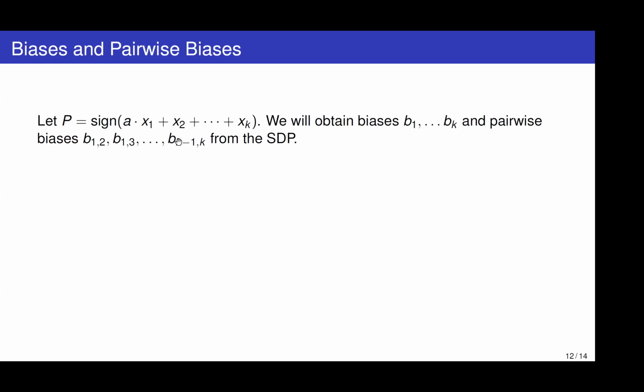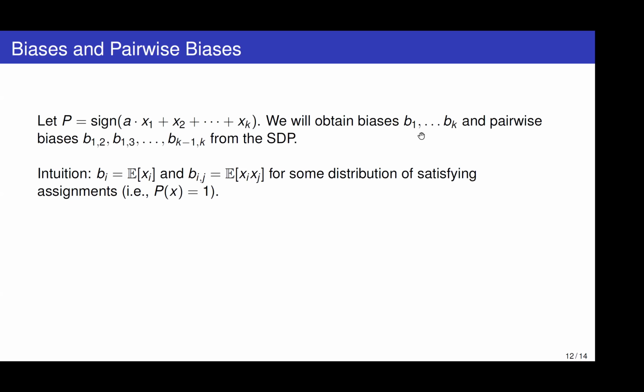So let's look at a single clause. We will obtain biases B1 to Bk and pairwise biases B12, B13, to B(k-1)k. The intuition is that these biases and pairwise biases actually come from some distribution of satisfying assignments. So Bi is the expected value of Xi in this distribution, and Bij is the expected value of Xi times Xj in this distribution.